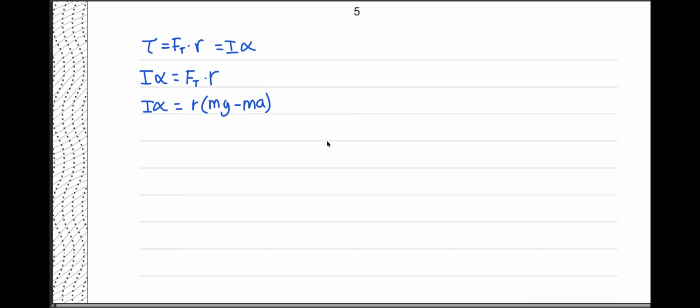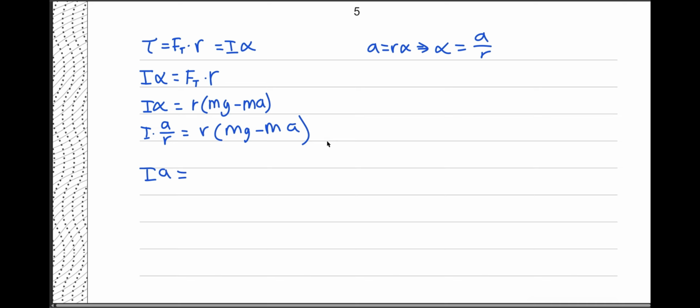mg minus ma. And we also know the result that a equals R alpha, which implies that alpha is just your linear a over R. And so I times a over the radius is equal to R bracket mg minus ma. And then we can just go ahead and factor out an m also. So we get Ia is equal to r squared m bracket g minus a.